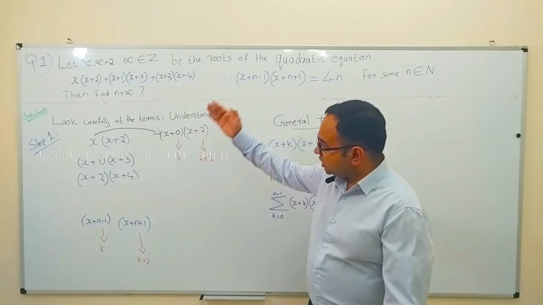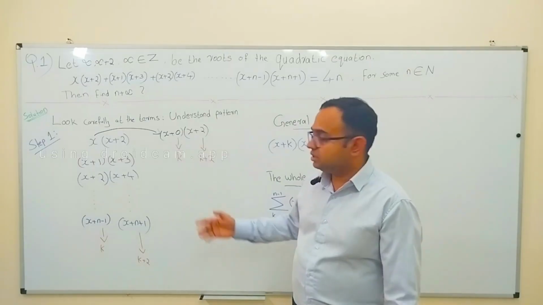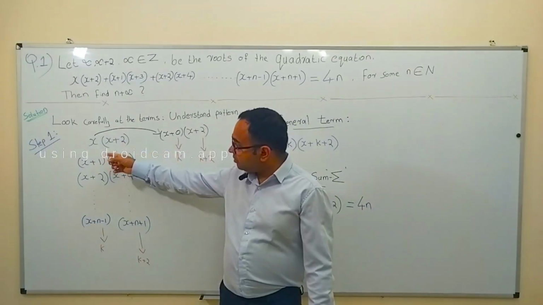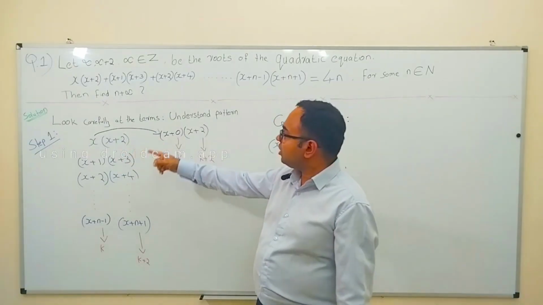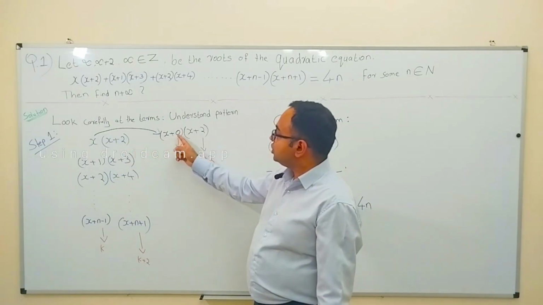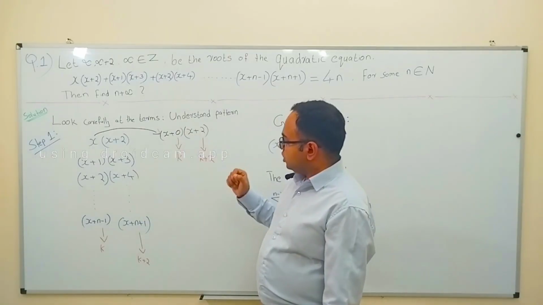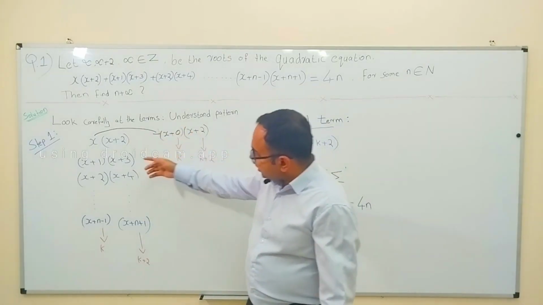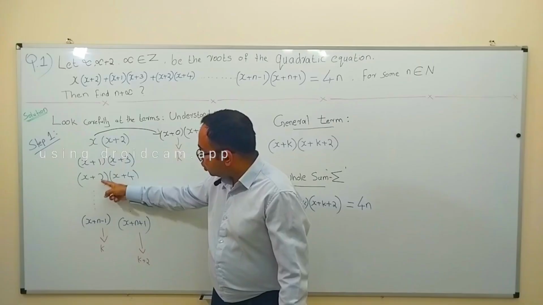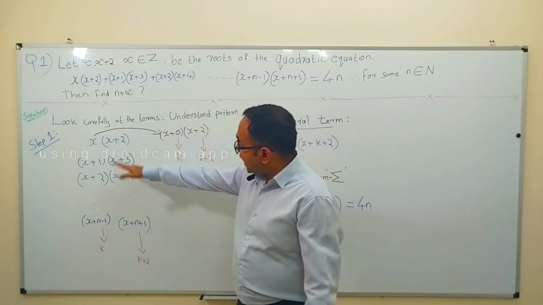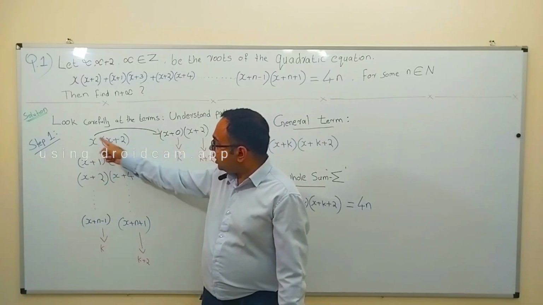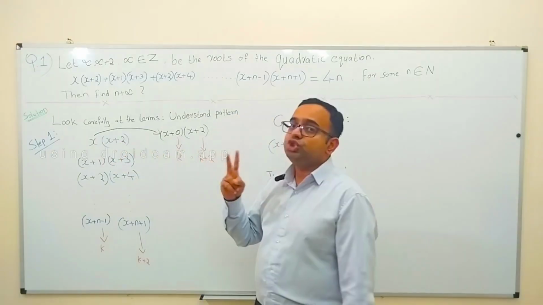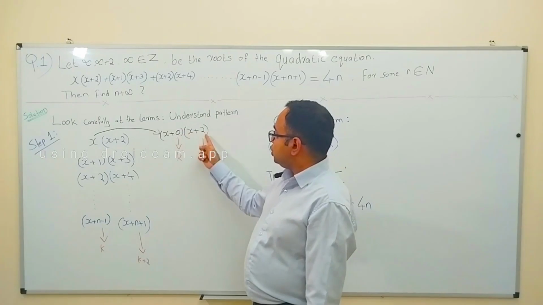So from these terms, we will try to understand the patterns. The first term is x times x plus 2. The x is alone there, so we can also write it as x plus 0 times x plus 2. And see, the terms are incrementing. The left side is incrementing by 1, 2, 3, natural numbers. The right side is incrementing 2, 3, 4. But between this side and this side, the difference is 2. See, 0 and 2, the difference is 2.